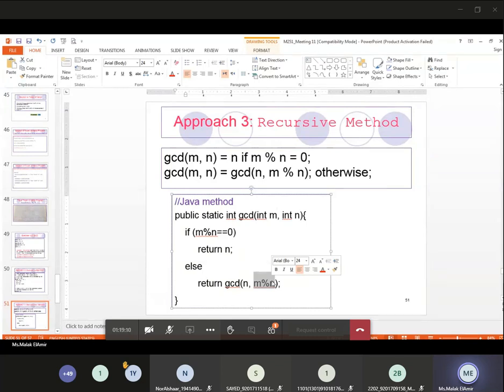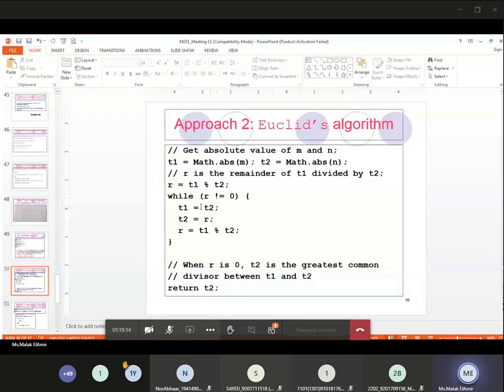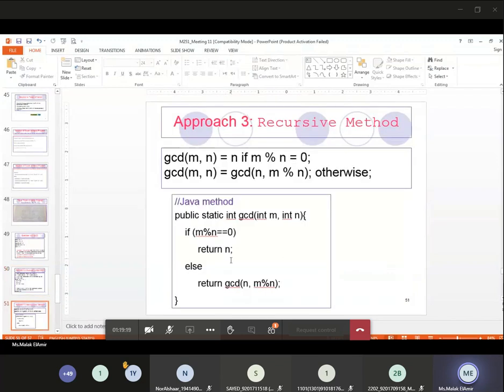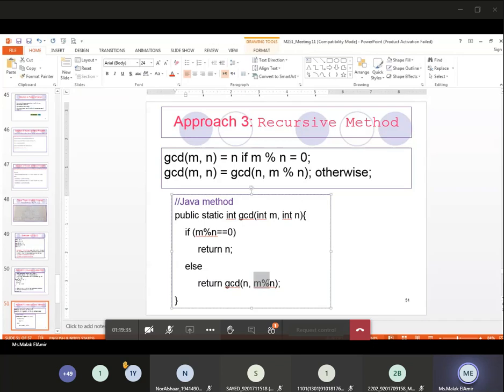So I'm going to swap as I did here. T1 will take T2, and the second one will be the modulus. Again, I have integer M and integer N. If M modulo N is equal to 0, return N. Else, I'm going to recurse with N instead of the first one, and the second one will be the result of the modulus, as we did. It is very easy and simple by using a recursive technique.